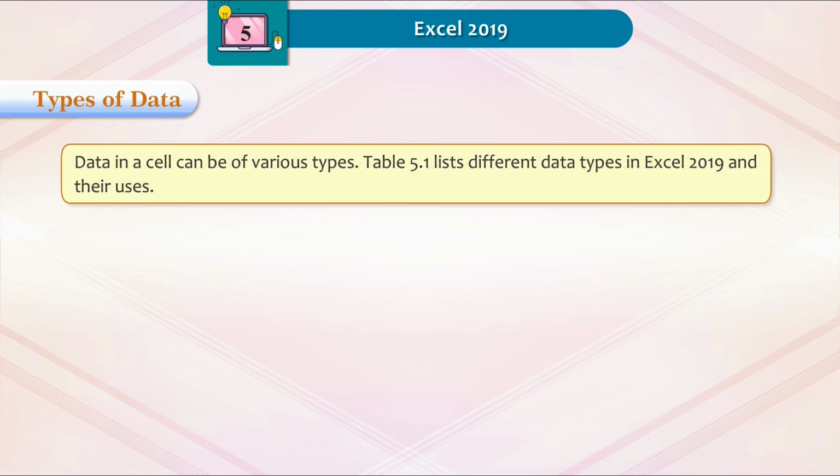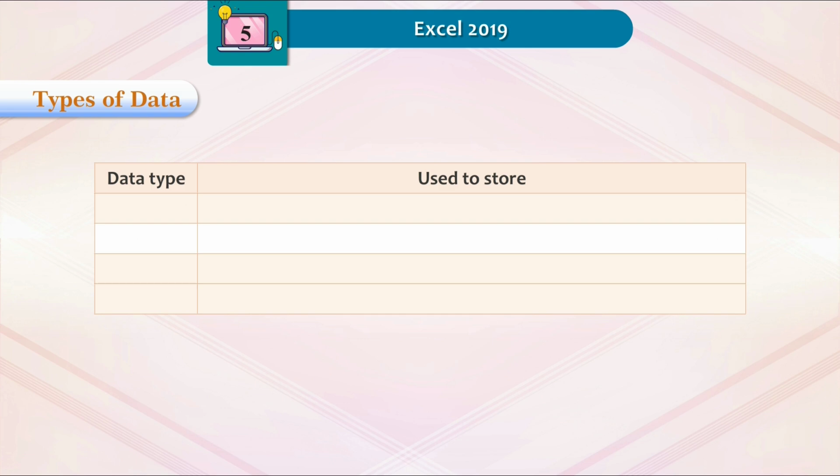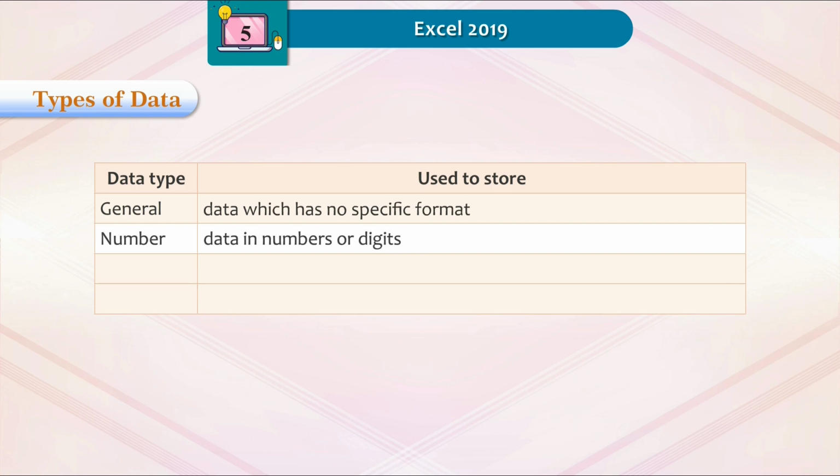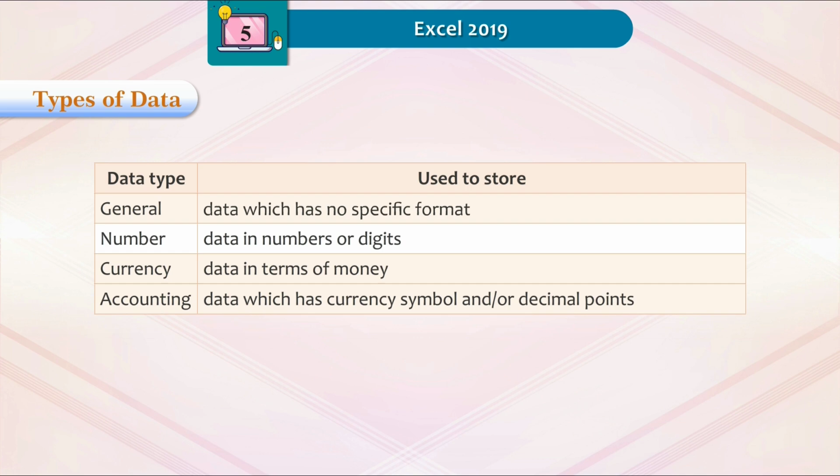Types of data. Data in a cell can be of various types. Table 5.1 lists different data types in Excel 2019 and their uses. Data type, used to store: General, data which has no specific format. Number, data in numbers or digits. Currency, data in terms of money. Accounting, data which has currency symbol and or decimal points.